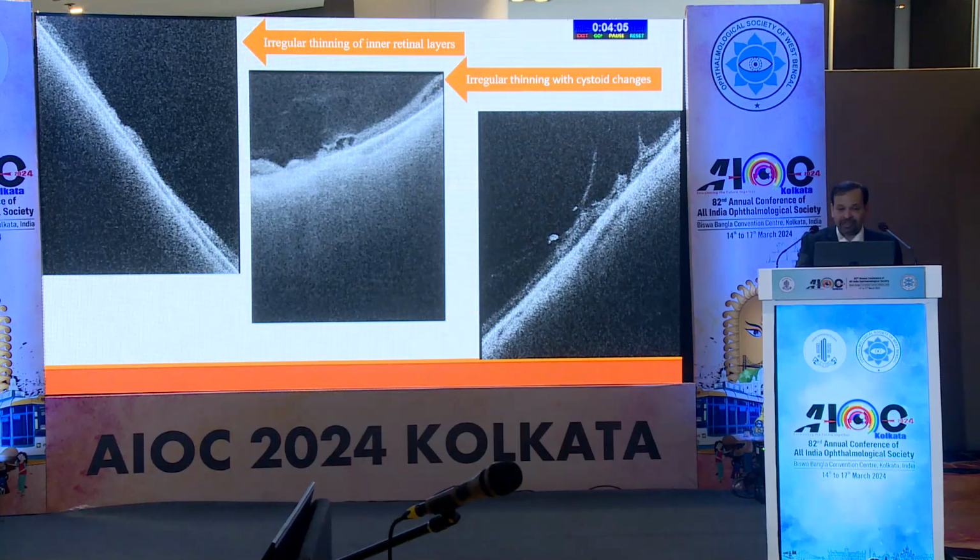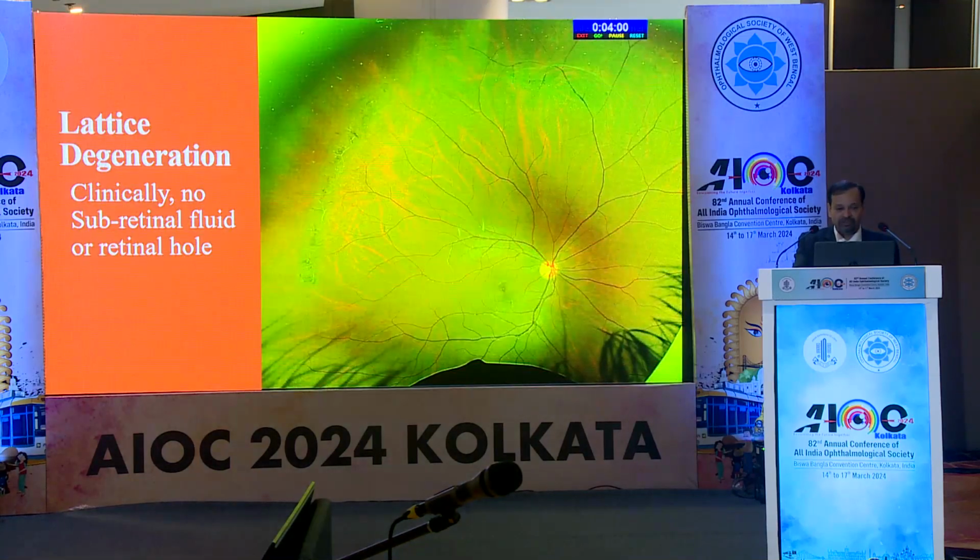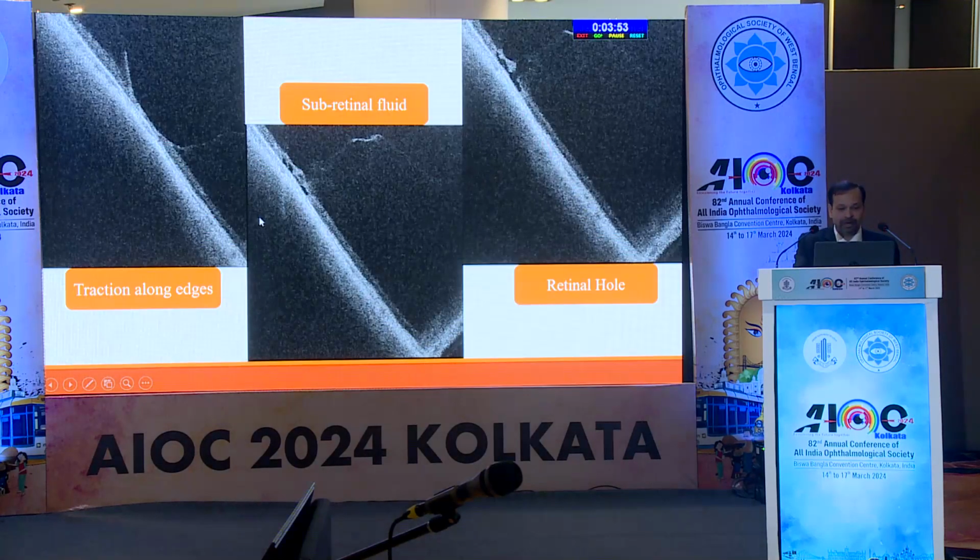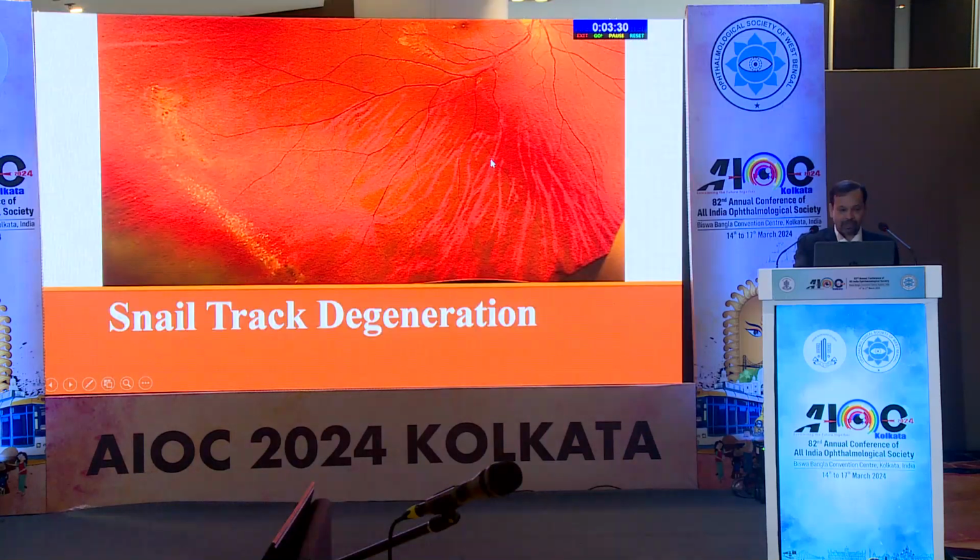So as I mentioned, various lesions can be seen which may not be visible clinically. So again, this is a patient with lattice degeneration. Clinically there is no hole and there is no subretinal fluid. But once you do the OCT, you can see that there is traction along the edges. That explains why we always get tears at the edges of the lattice. You can see there are pockets of small degeneration or subretinal fluid beneath the lattice, and at times you will be able to capture a hole which you cannot see clinically.